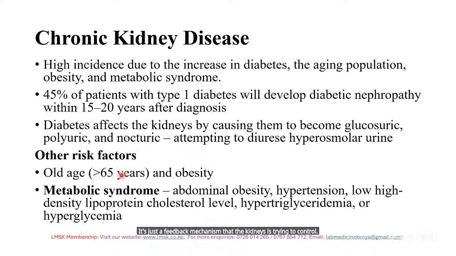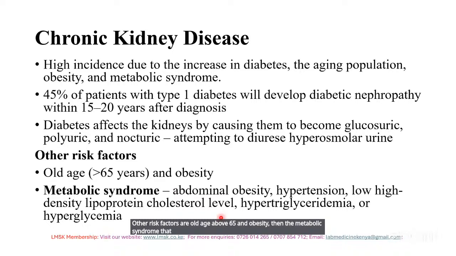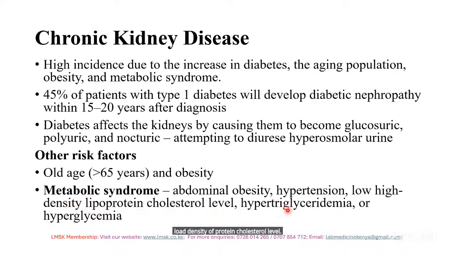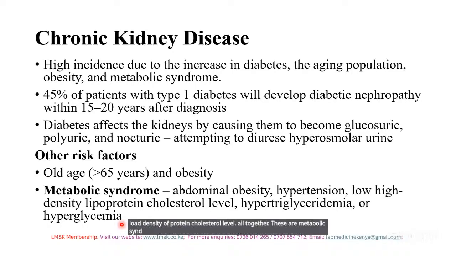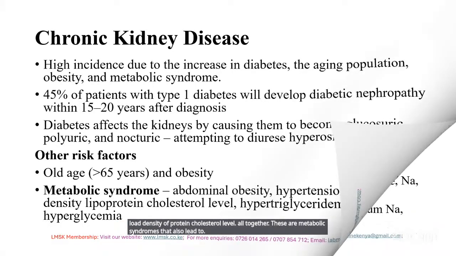Other risk factors are old age, above 65, and obesity. Then the metabolic syndrome that includes a lot of other things that may be accumulated in the body, including hypertension, low density lipoprotein cholesterol level, hypertriglyceridemia, and hyperglycemia all together. These are metabolic syndrome that also lead to persistent CKD.